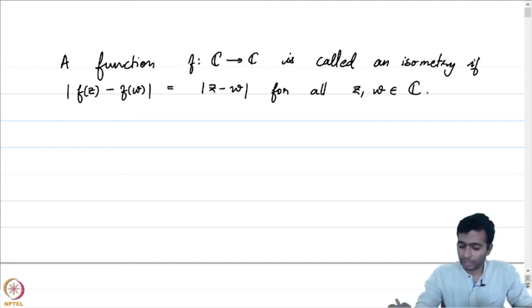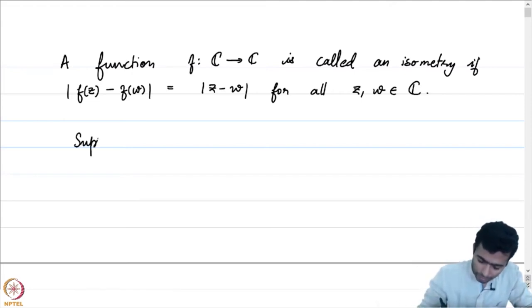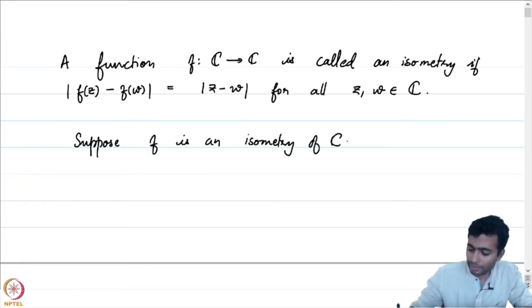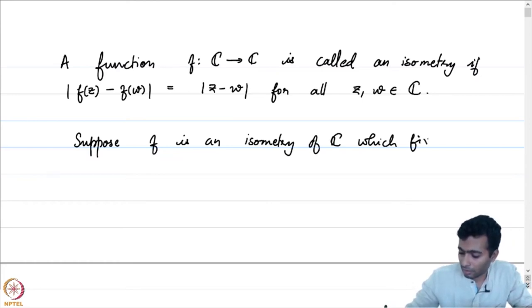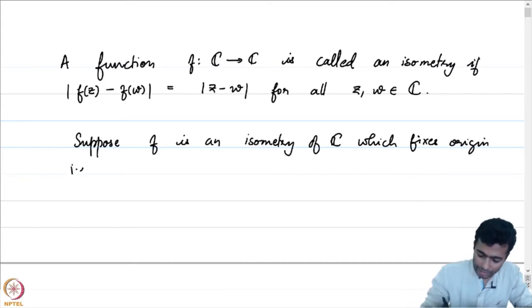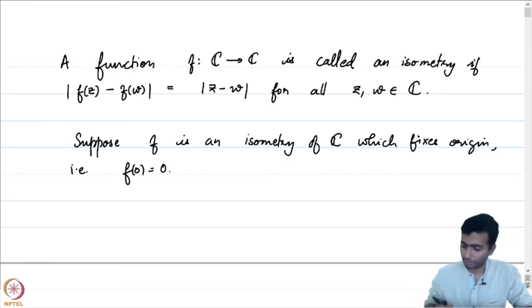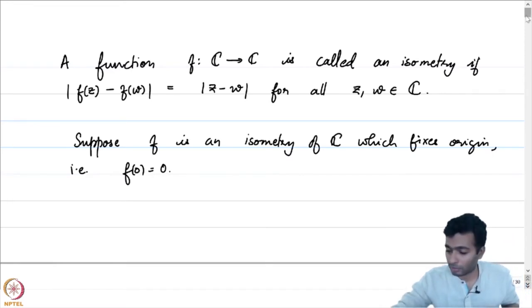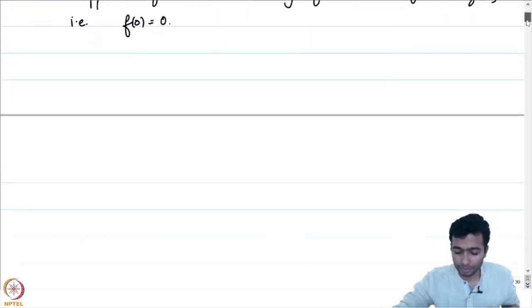Let us assume that our given isometry fixes the origin. Suppose f is an isometry of the complex plane which fixes the origin. That means that f of 0 is equal to 0. Then let us see what is the behavior of such an isometry.